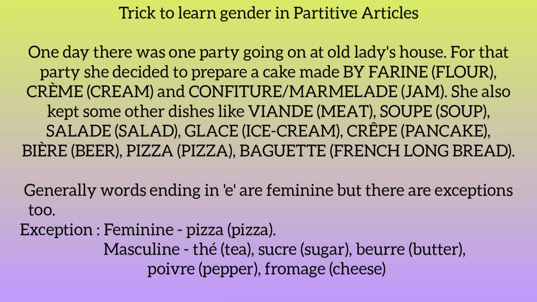We have feminine and masculine exceptions. Pizza. This word is not ending with E, but still it's a feminine word. Thé, sucre, beurre, poivre, and fromage are masculine exceptions. These words are ending in E, but still they are masculine and not feminine.